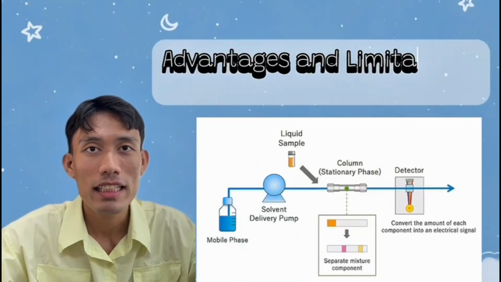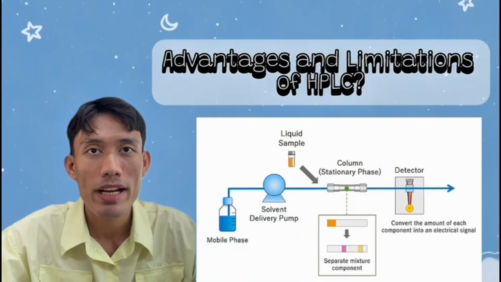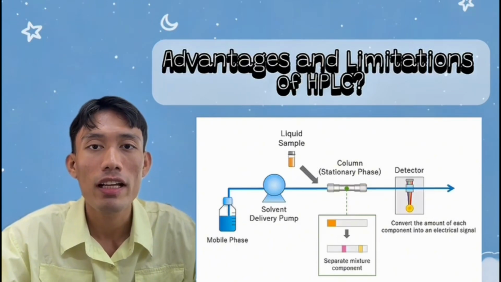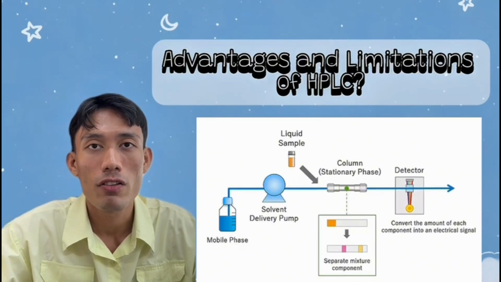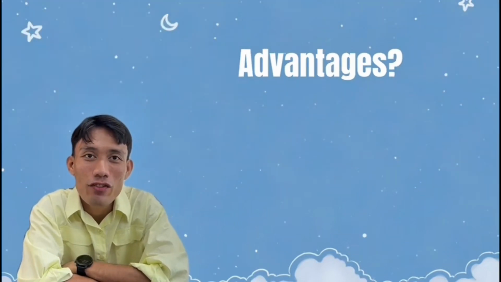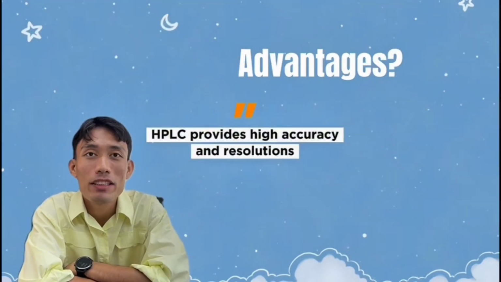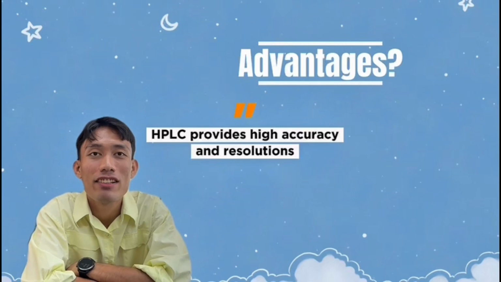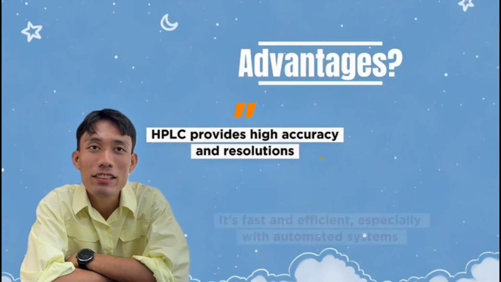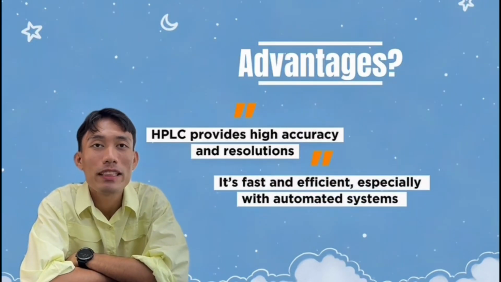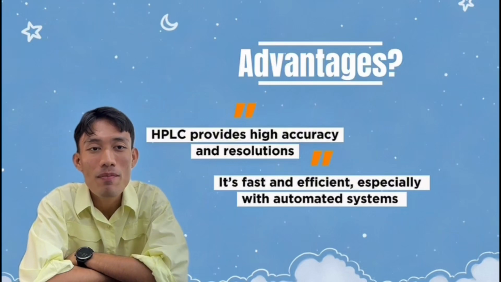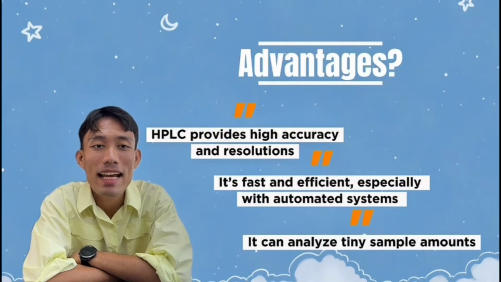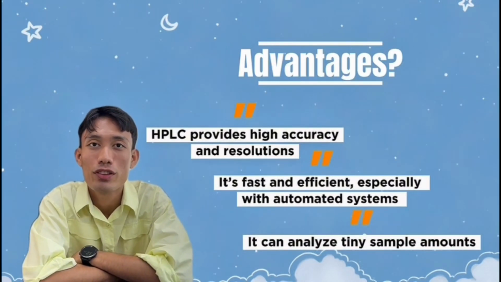Since HPLC is a technique to separate, identify, and quantify the components of a mixture dissolved in a liquid, let's talk about the pros and cons of HPLC. The advantages of HPLC are that it provides high accuracy and resolution, and it is fast and efficient, especially with automated systems, and it can also analyze tiny sample amounts.